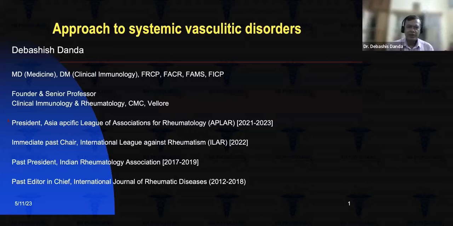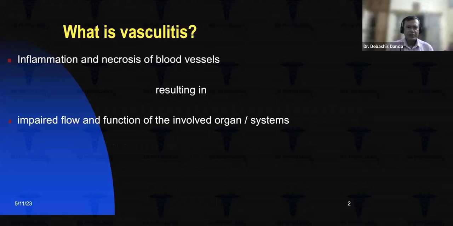So every physician, general practitioner, or specialist in any medical area can actually come across systemic vasculitic diseases, and there are a whole lot of them. So I'll be giving just a broad overview, which may be helpful for practitioners and the physicians. So vasculitis, as you know, the meaning is inflammation and necrosis of the blood vessels, resulting in impaired flow and function of the involved organs and systems in the body.